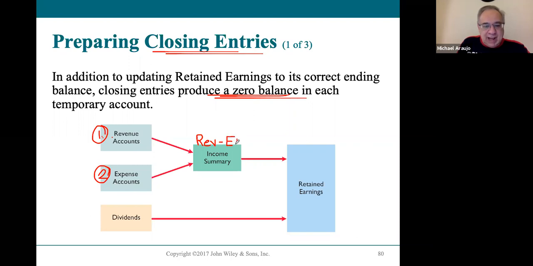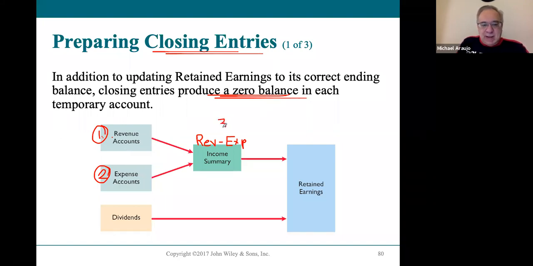So what's going to happen after the first two steps is now at the end of this, revenue accounts are zero and ready to start the new accounting cycle. The expense accounts are all zero and ready to start the new accounting cycle. So just in the first two steps, we've accomplished a lot.